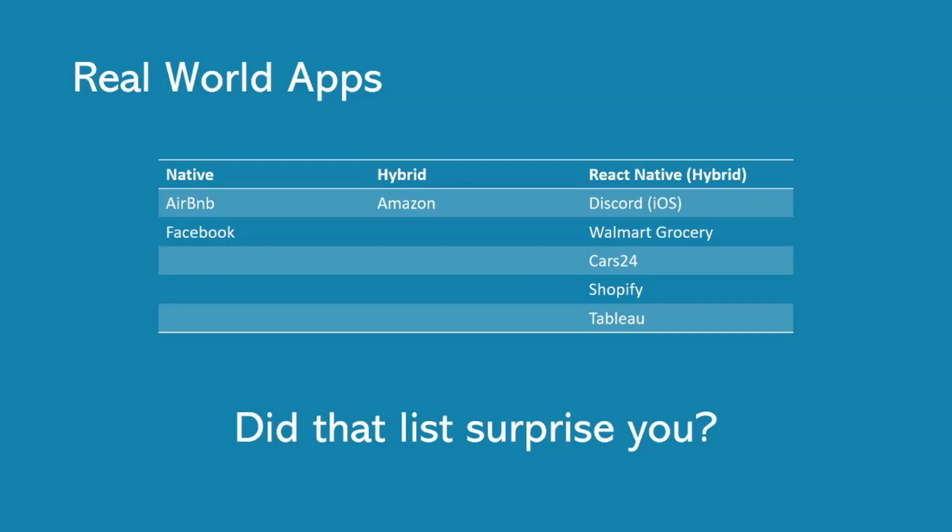A disclaimer, Discord iOS is only on React Native. Discord Android is native. Facebook is native, although I think their marketplace tab is on React Native. Amazon is a hybrid app.